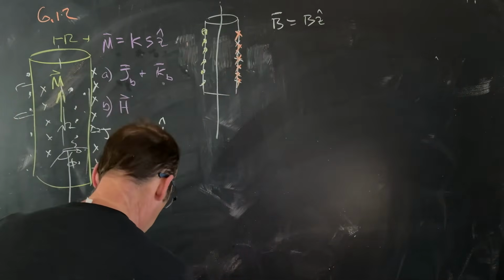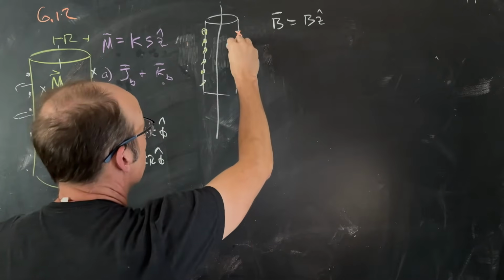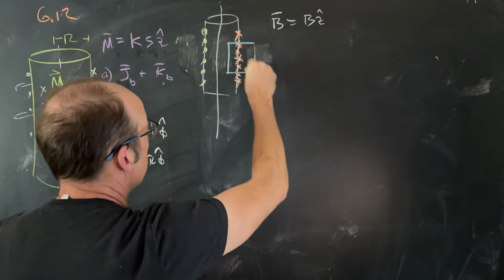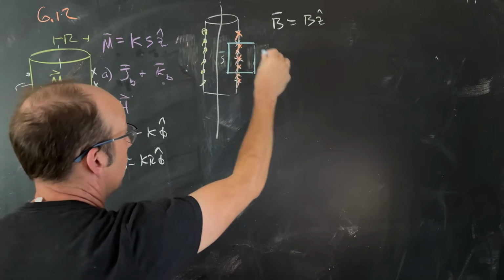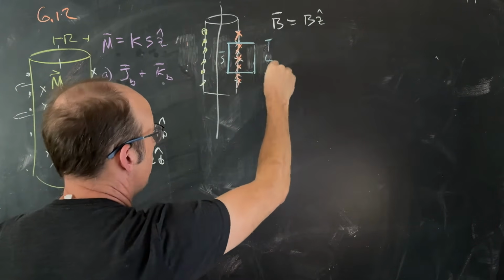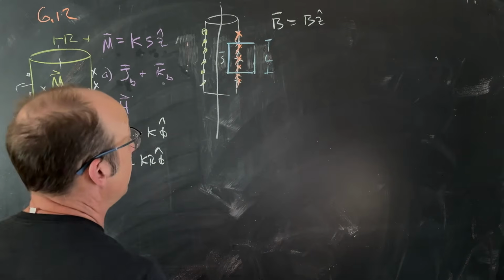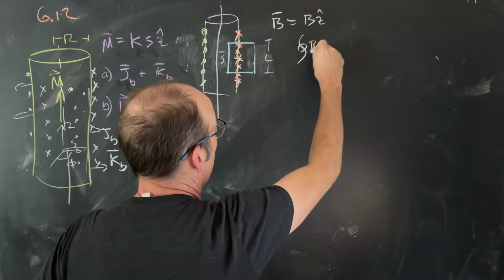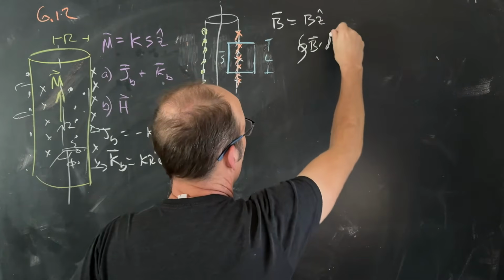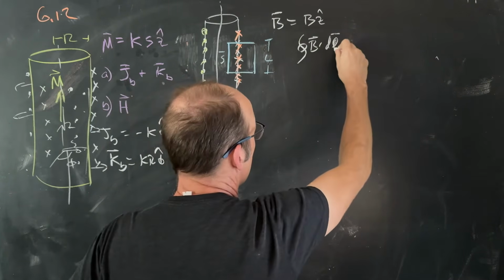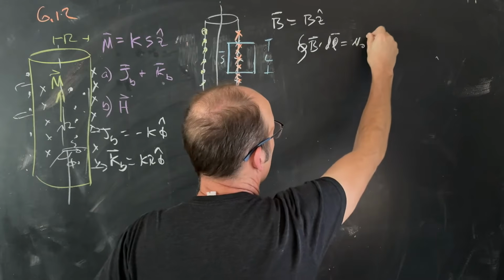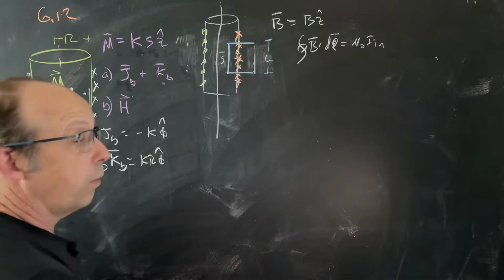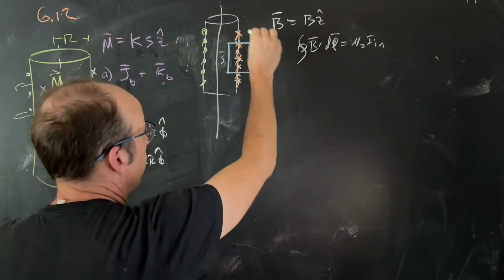And suppose I pick a path that looks like this. And so this is a distance s away, and this has a length L. Well, I can integrate B dot dl around that path, because Ampere's law says the integral of B dot dl around that path is mu naught I enclosed. Let's go this way around that path.